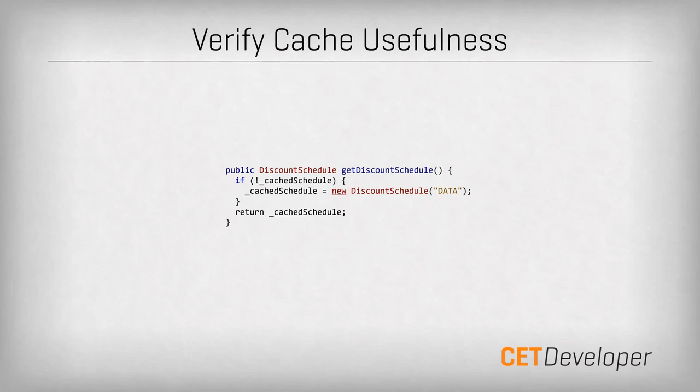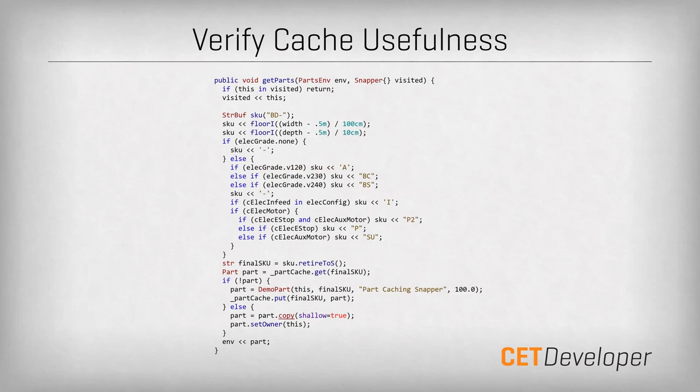However, that gets more complicated as your code gets more complicated. As you start caching more values, it gets to be a little bit more uncertain whether or not you're actually going to be getting more cache hits or misses.